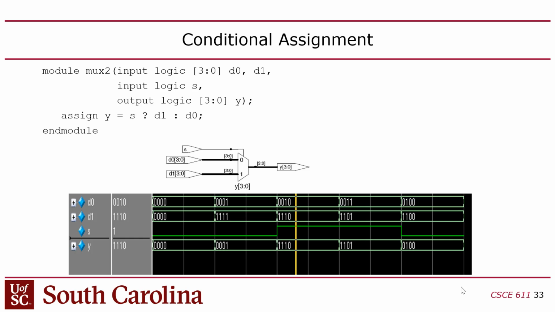What if the mux has more than 2 inputs, so it's a 2-bit select? How would you write that? You can do that. You would nest it. So in the false part, you would have another ternary, basically if-then-else. Of course, at the end, you always have to have the default with just a colon.